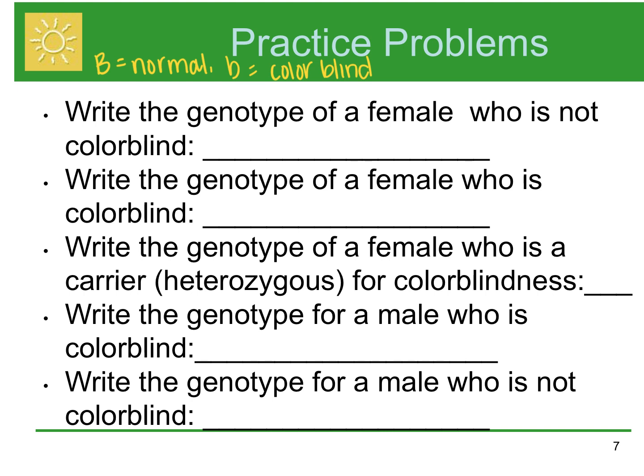All right, so we're going to write the genotype of a female who is not colorblind. She's female, so she's going to be XX. And if she's not colorblind and she's not a carrier, she's going to be normal. So X big B, X big B. Next, we're going to write the genotype of a female who is colorblind. She's female, so again, she's XX. And in order for the female to be colorblind, she has to be lowercase b, lowercase b.